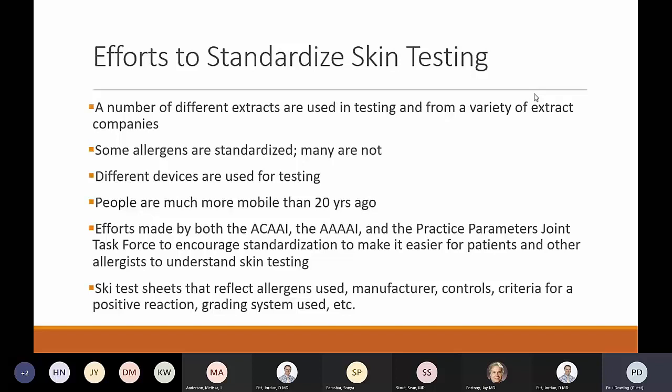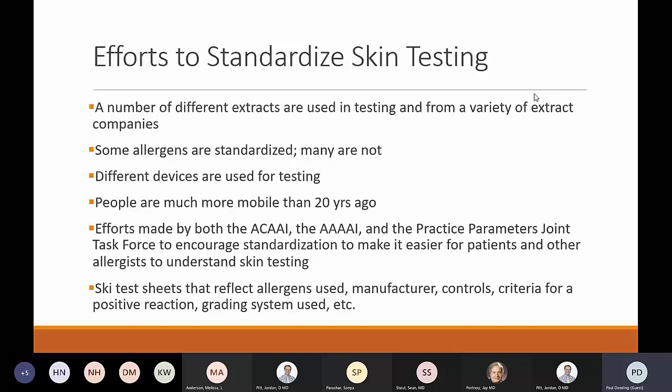So skin test sheets, I guess I've been in Utah too long. It should be skin test sheets that reflect the allergens used, the manufacturer, controls, criteria for positive reaction and grading should all be listed on the skin test sheet.